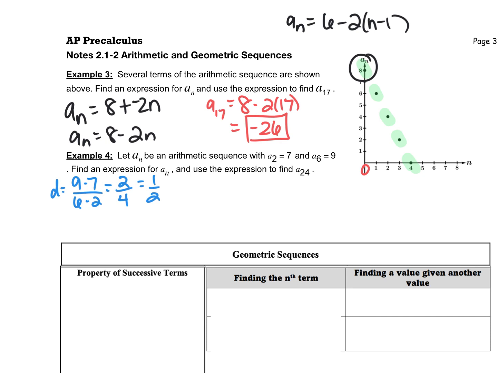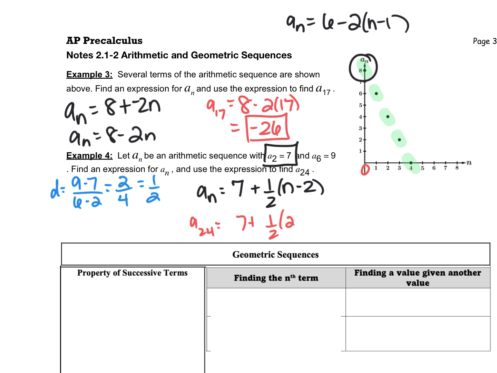And then we can use one of the points we're given. I typically use the smaller point just because I like smaller numbers. All right, so a sub n is going to equal my value there at a sub 2 plus my common difference. What's going to go in my parenthesis this time? N minus 2 because I started with the second term. Okay, now plug in your 24. A sub 24 equals 7 plus 1/2 times 24 minus 2. Yep, 24 minus 2.